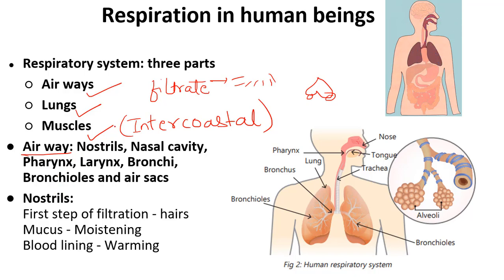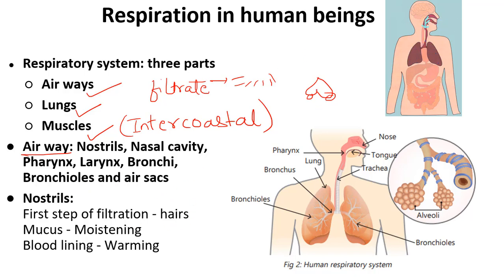It is to absorb any dust particle in the air or any foreign particle which is not useful to the human body. If any such germ or foreign particle is entering with the air, it has to be filtered, it has to be cleaned so that it goes to our lungs and does not harm our lungs. So the nose acts as a filtration. It traps the dust particles present in the air. So the first step of filtration takes place by the hair.